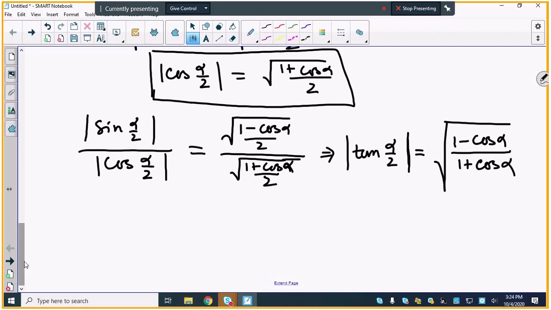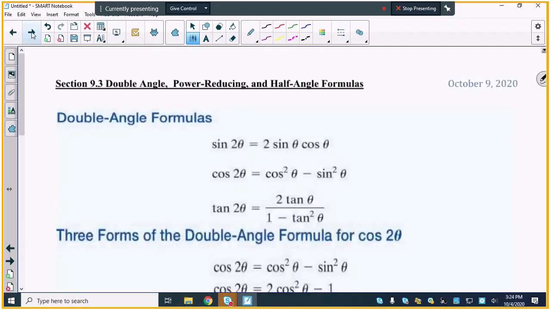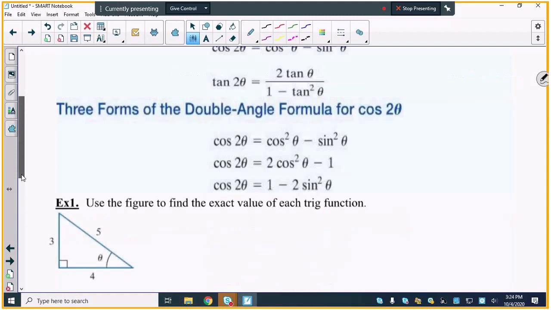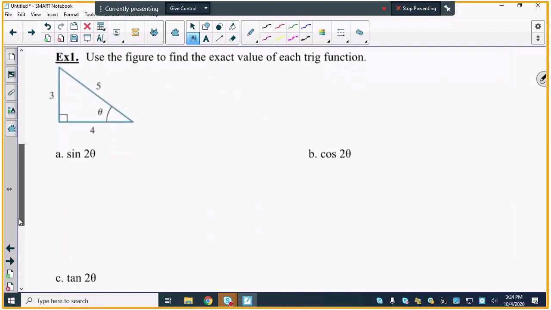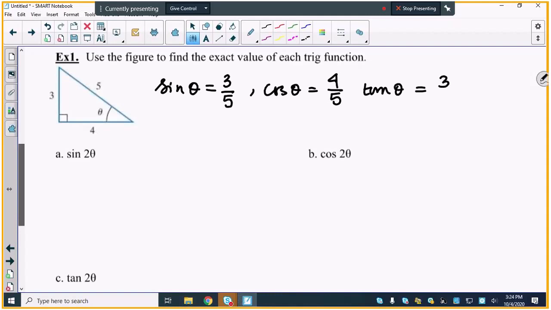Okay, so we're going to start working on our actual problem. The beginning of the lecture note has all the formulas given there for you. Use the figure to find the exact value of each trigonometric function, sine 2 theta. So remember, first I'm going to find sine of theta, and sine of theta is simply going to be 3 over 5, that's opposite over hypotenuse. Cosine of theta is adjacent over hypotenuse, so 4 over 5, and tangent of theta is opposite over adjacent, so 3 over 4.